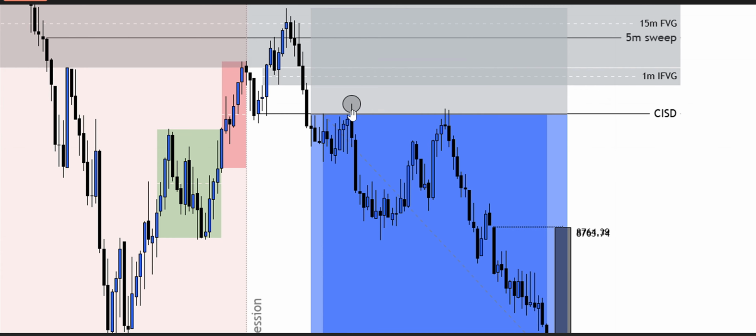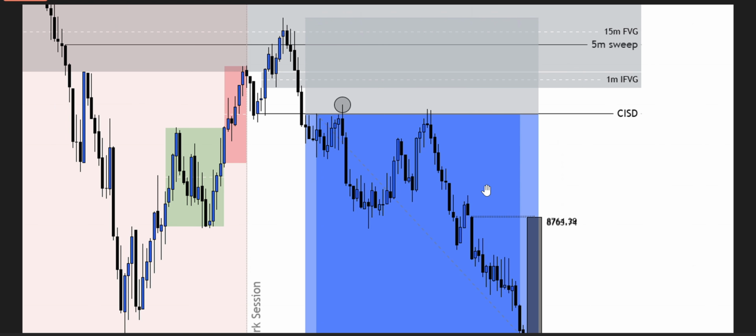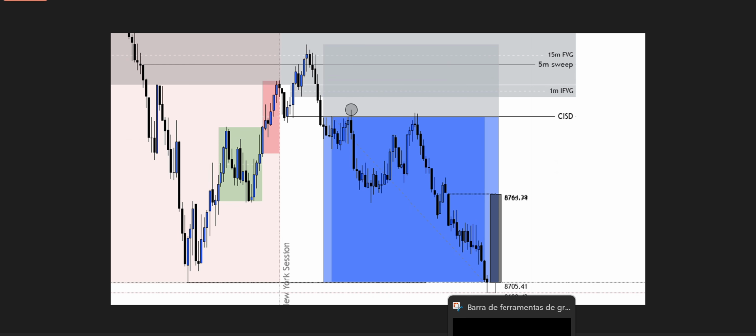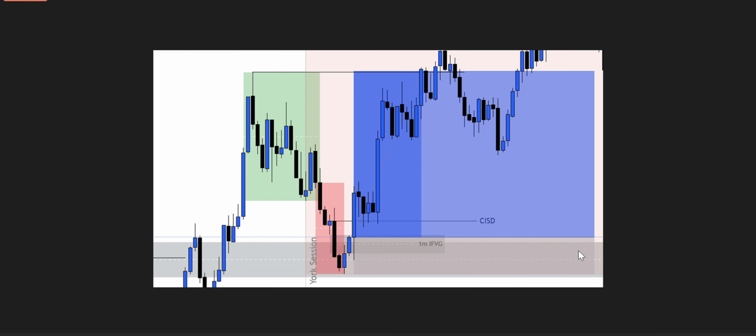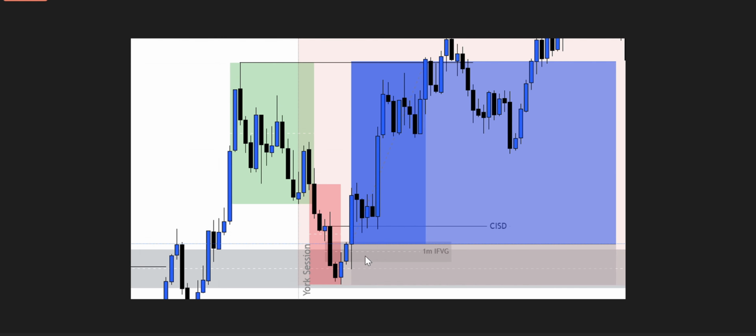You wait, you set limits, or you could just market aggressive, as I will do right here, because this risk to reward is not going to change anything. Therefore, I'm not losing on anything, and boom, you get tapped. It's that easy. Now let's look at this one. This one does not have the 5-minute sweep, but it does have the original setup. This looks like the other one, but it's not. Trendline accumulation, and then manipulation, 1-minute inversion, change in the state of delivery.